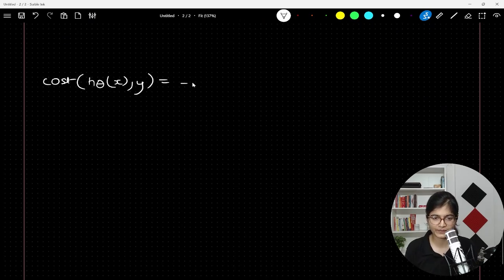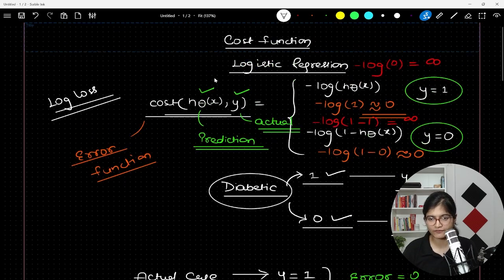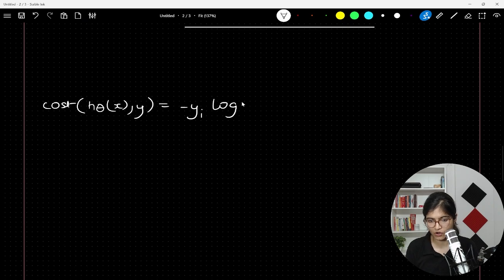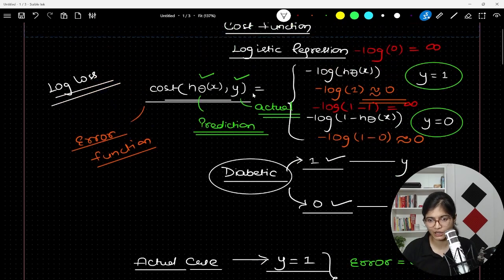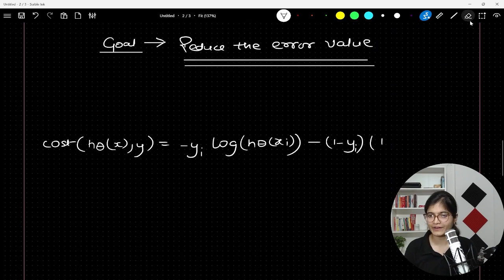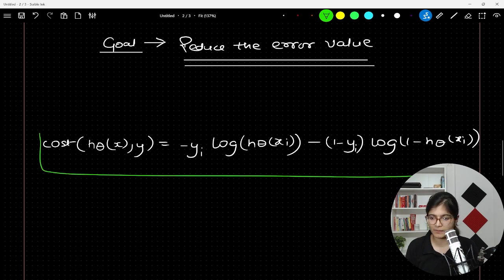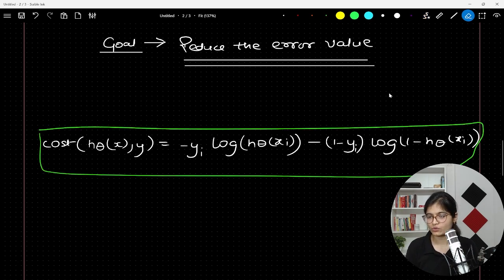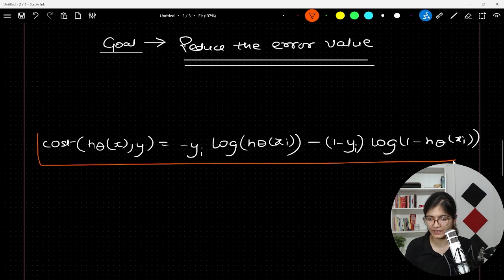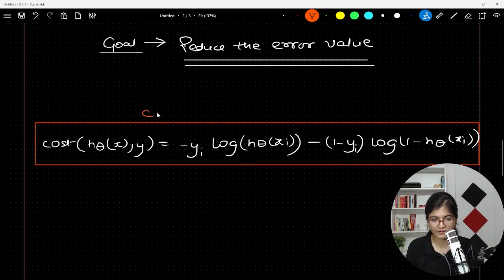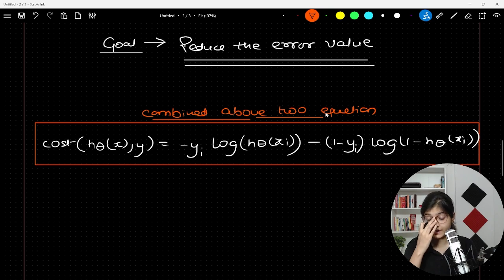Negative of yi log of h theta of xi minus (1 minus yi) log of (1 minus h theta of xi). So what I have done is I have just combined the above two equations in one go. That is the only thing I have done here. So I have simply combined the above two equations, and this is the net cost function which we will be able to get.